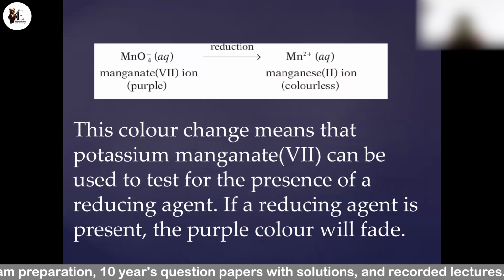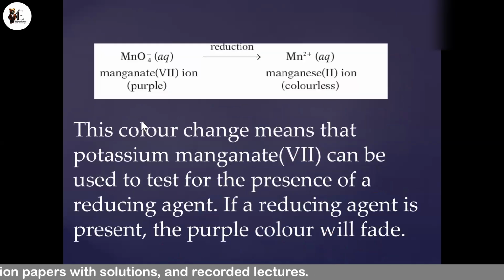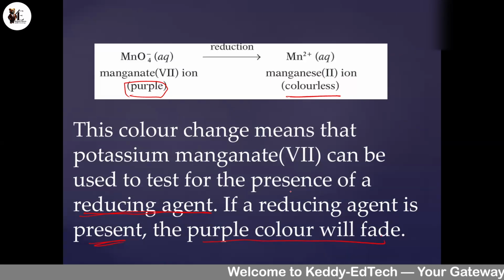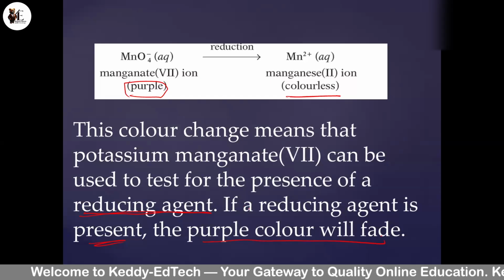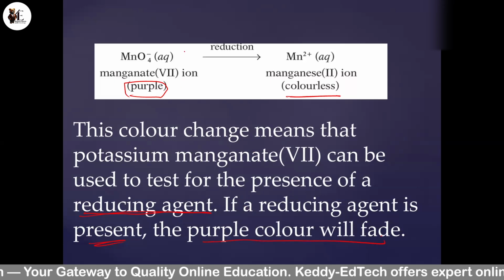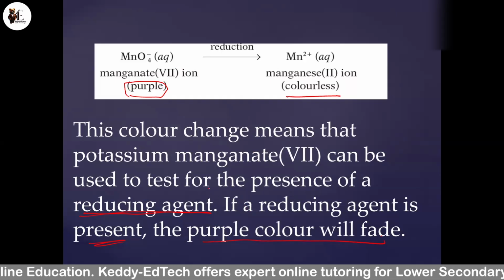So take a screenshot of this slide. Here this is your purple color. When it reduces to manganese +2, it becomes colorless. So it can be used to test for the presence of a reducing agent. If a reducing agent is present, the purple color will fade. So this is a test for the presence of a reducing agent. If there is no reducing agent, the purple color will remain as it is. But if there is a reducing agent, which reduces other substances, it itself gets oxidized.